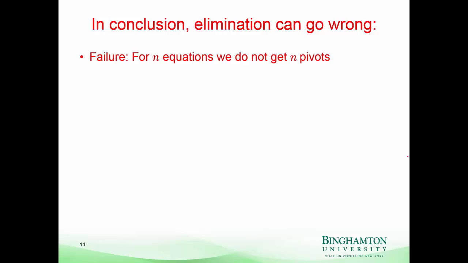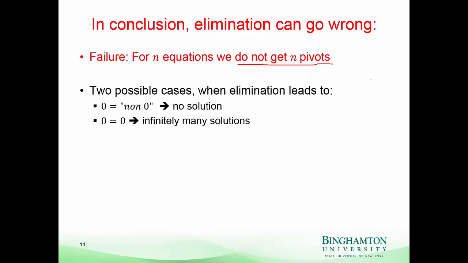Failure happens when we have n equations. We've only been dealing with 2 equations so far, but in general with n equations, if we do not get n pivots. Remember that to be a pivot, it cannot be 0. So that's what we mean by not getting n pivots. We'd end up with some number on the diagonal that ends up being 0 at some point, and that would be an indicator of failure.